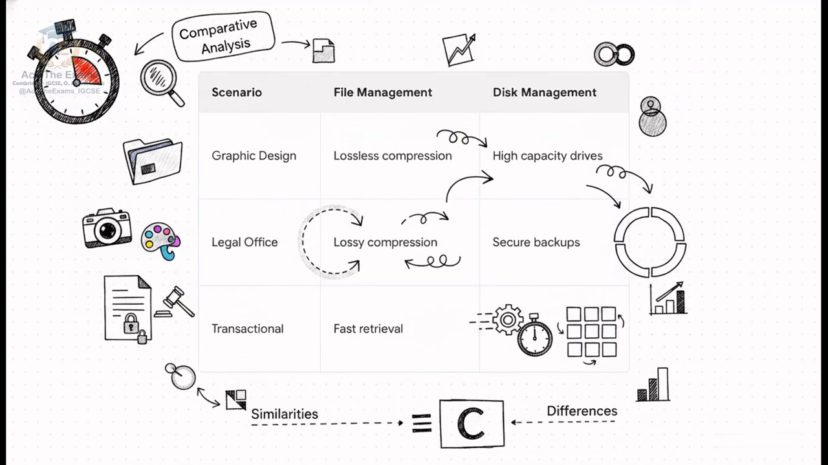But the legal office? They're just archiving old text documents. They can easily utilize lossy compression to save maximum server space without any real negative impact. What similarities and differences can you spot here? This kind of comparative analysis requires identifying both sides, using those comparative connectives we talked about, supporting each comparison with evidence directly from the table, and drawing smart conclusions about relative importance. Frame your thoughts around those crucial distinctions.